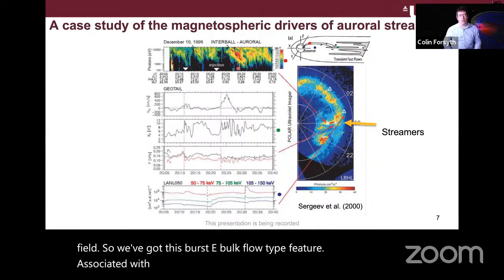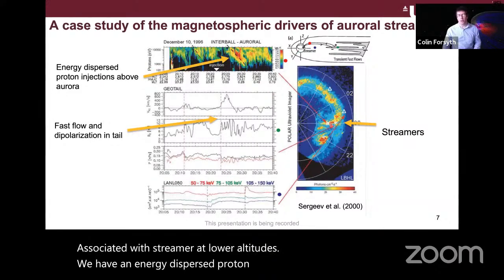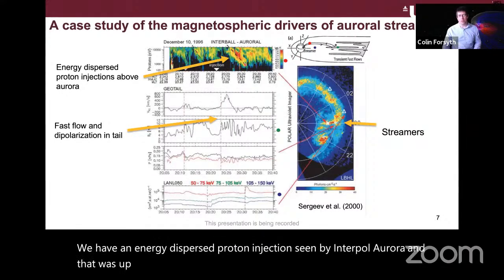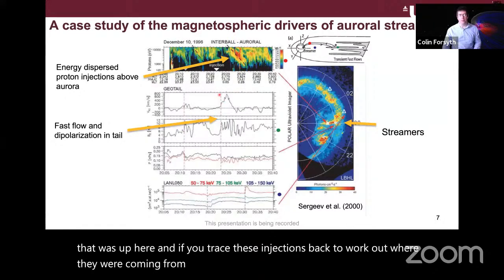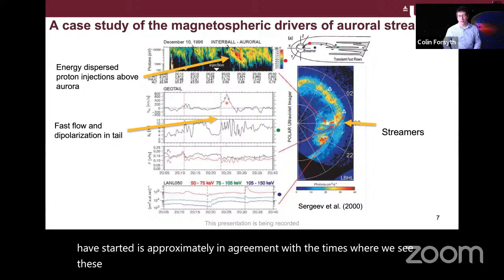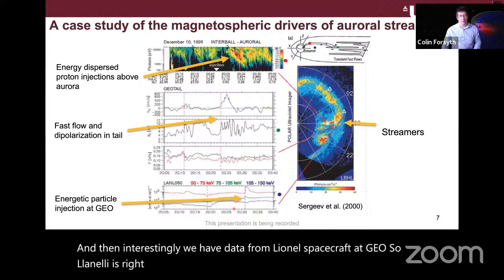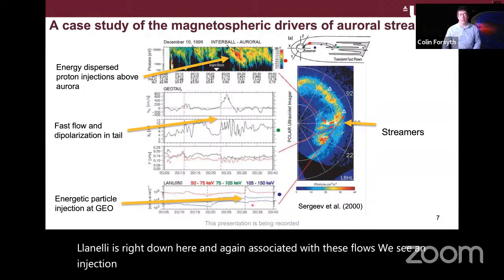At lower altitudes, we have an energy dispersed proton injection seen by Interball aurora, and that was up here. And actually, if you trace these injections back to work out where they were coming from, then the time at which those injections should have started is approximately in agreement with the times where we see these dipolarizations at Geotail. And then interestingly, we have data from LANL spacecraft at GEO. So LANL is right down here. And again, associated with these flows, we see an injection of hot plasma, energetic plasma into the geosynchronous region.